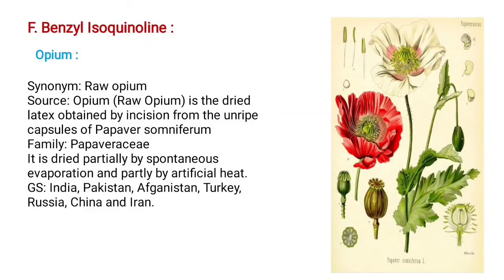So the next drug is benzylisoquinoline, opium. Synonym, raw opium. Raw opium is the dried latex obtained by incision from the unripe capsule of Papaver somniferum, family Papaveraceae. It is dried partially by spontaneous evaporation and partially by artificial heat. Geographical source: India, Pakistan, Afghanistan, Turkey, Russia, China and Iran.